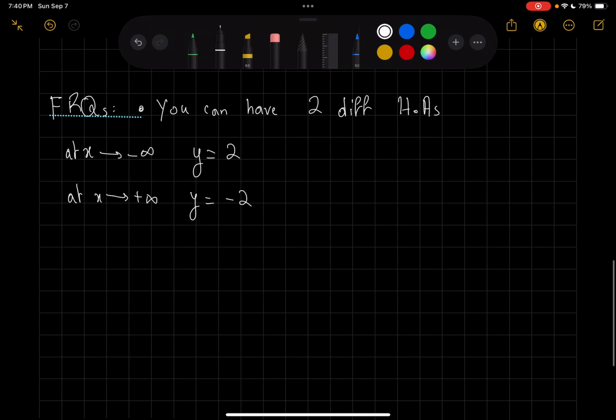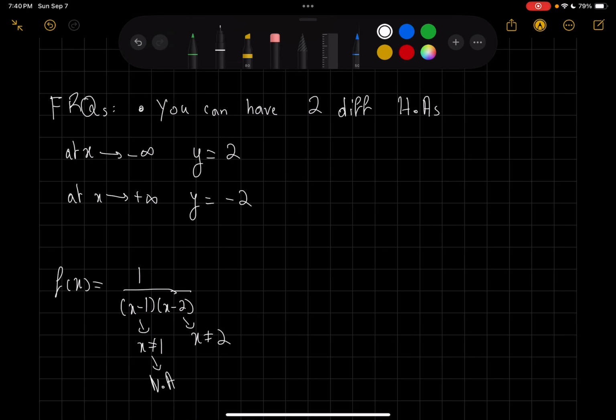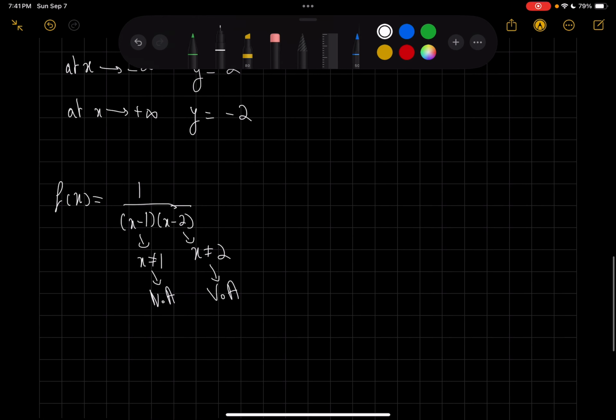For example, let's say f of x is equal to 1 over (x minus 1)(x minus 2). Over here, x is different from 1 and x is different from 2. We are going to have a vertical asymptote at 1, and we're going to have a vertical asymptote at 2 as well. So what you should understand is that vertical asymptotes and horizontal asymptotes exist according to the domain of the function itself.